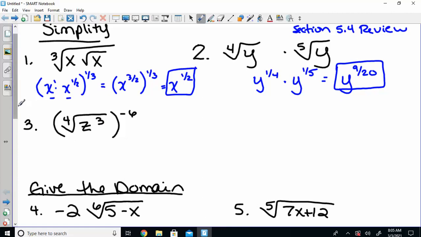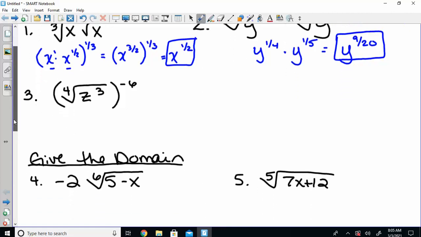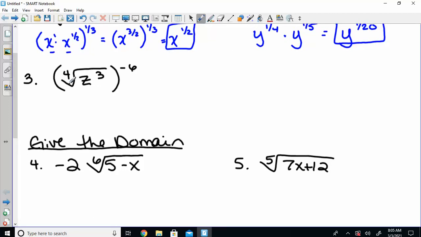Okay, number 3. Let's start on the inside. If you have the 4th root of z cubed, you would write that as z to what power? 3/4. The denominator is the number outside your radical. To the -6. If you have a power to a power, what do you do with those? Multiply. So 3/4 times -6 gives us -9/2.